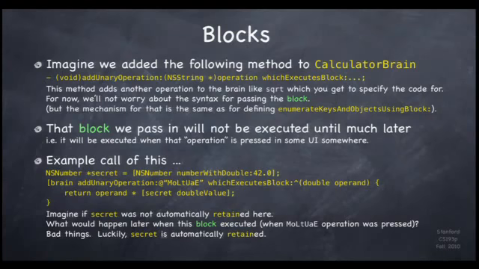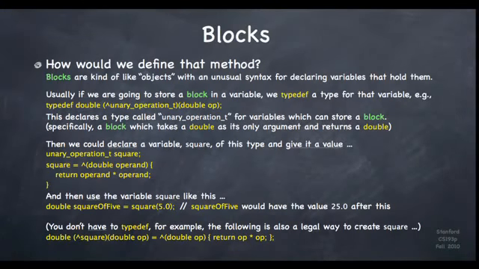Okay? So how would we define this magic method, add unary operation? Well, to understand that, let's talk a little bit about how we define variables whose values are blocks. Because I have variables whose values are ints. I have variables whose values are floats. I have variables whose values are pointers to objects. Now I'm going to talk about creating a variable whose value is a block. Okay, everyone okay with that?